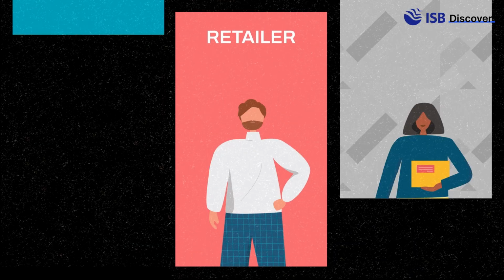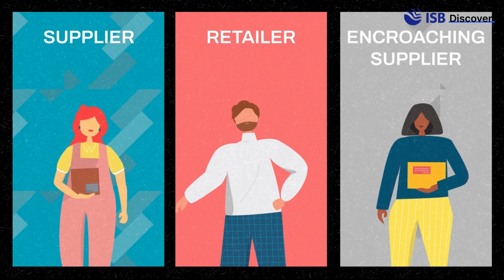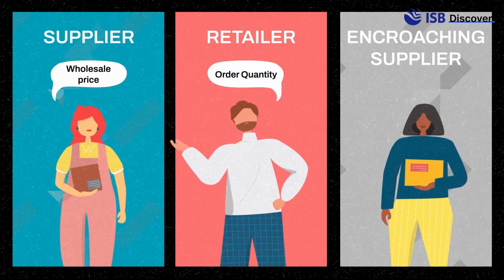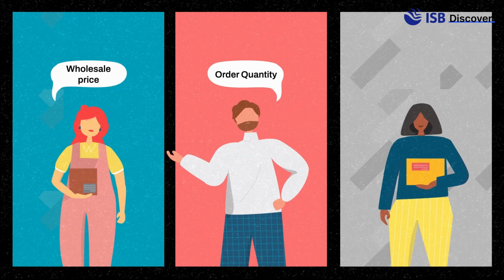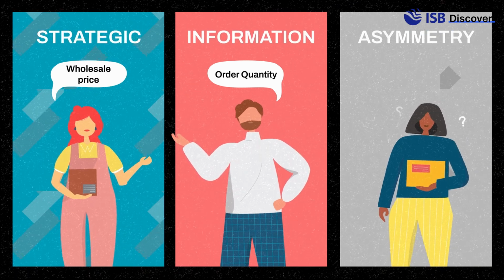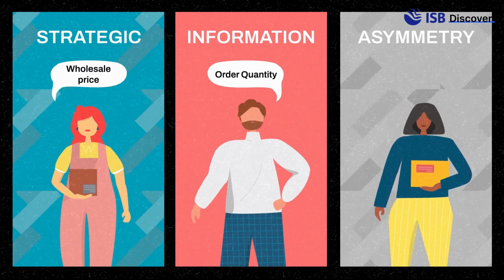While making her decisions on the encroachment channel, the encroaching supplier is not aware of both the wholesale price and the order quantity of the other supplier. This information, endogenously limited by other players in the network, is an example of strategic information asymmetry.